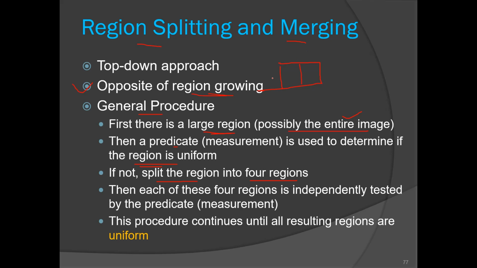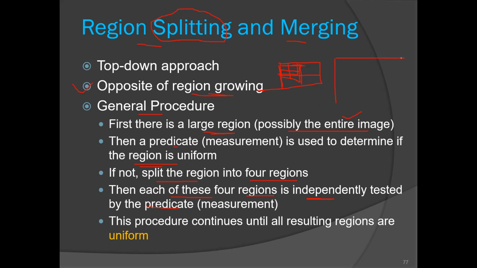So we divide that image into 4 regions. We have to decide the shape of the division; generally it would be rectangular. Then each of these 4 regions is independently tested by the predicate. We apply the same procedure on these subregions: we consider a region and apply the predicate, and if it is not satisfied, we subdivide it and continue this procedure. This is our splitting part.